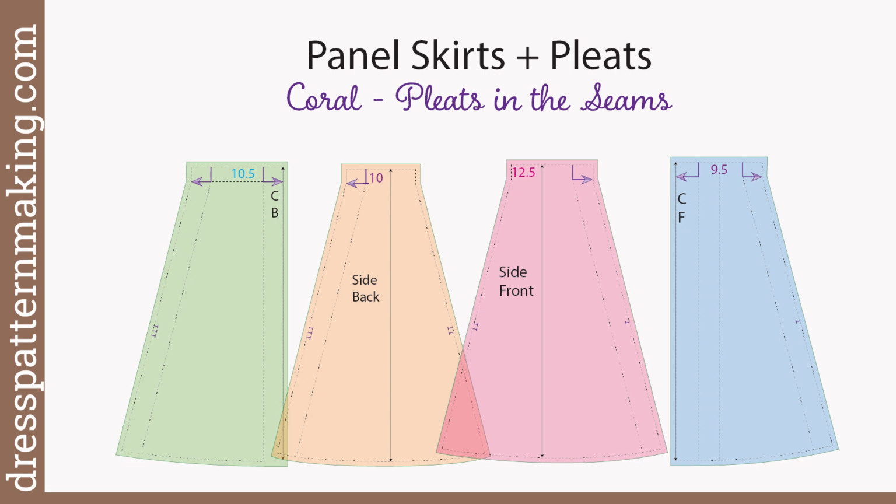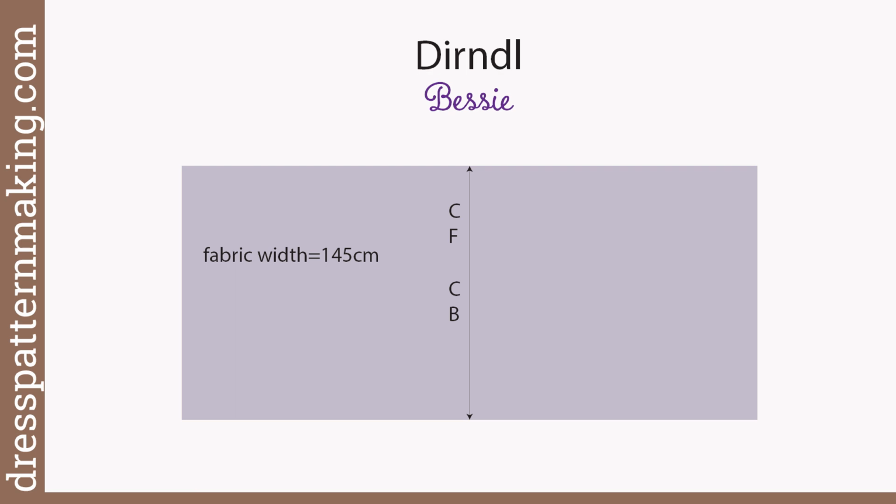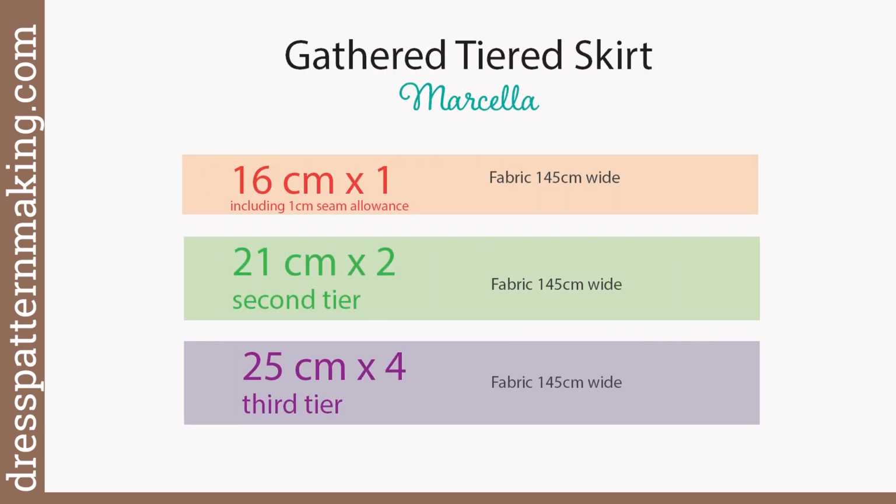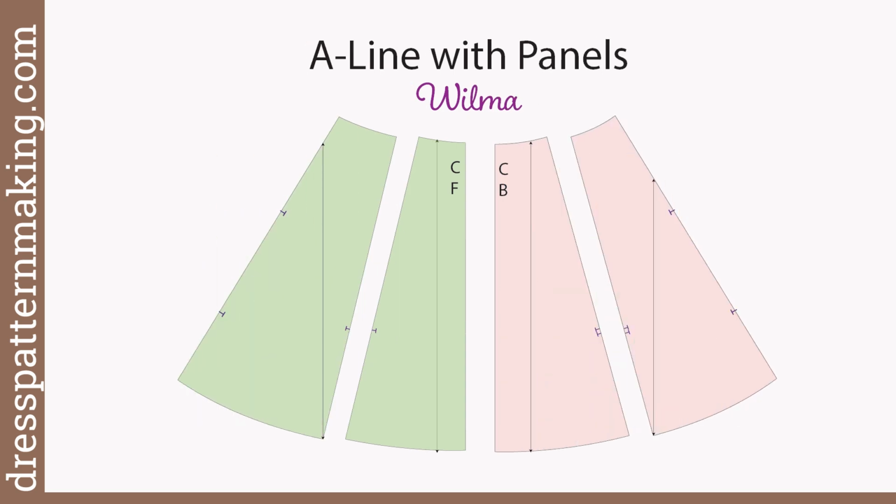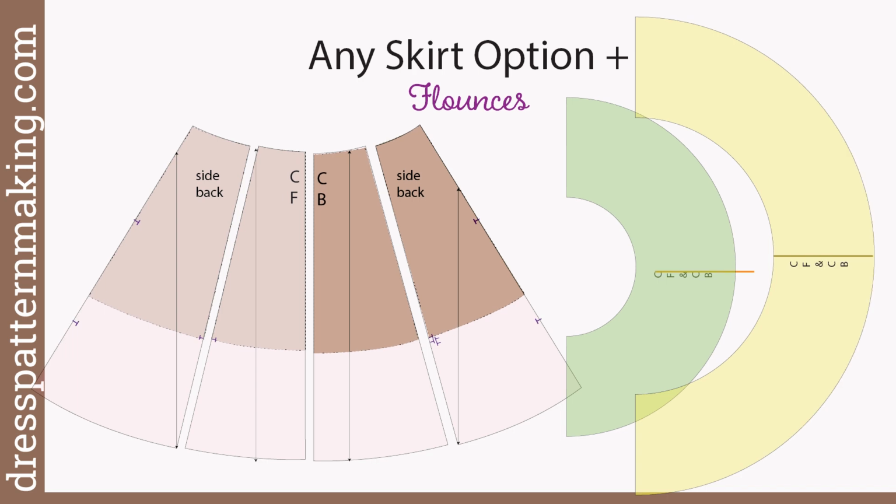It makes it easier for me to remember which skirt is which, and I do it for my dresses as well. This is my system and it works for me. So next, the dirndl skirt, which is a rectangle, and the gathered tiered skirt, which is a series of rectangles. Then adding panels into the A-line skirt, which is different to the panel skirt. Then adding flounces, which is cutting off some of the skirt to create a separate pattern piece, and adding fullness just at the hem edge.